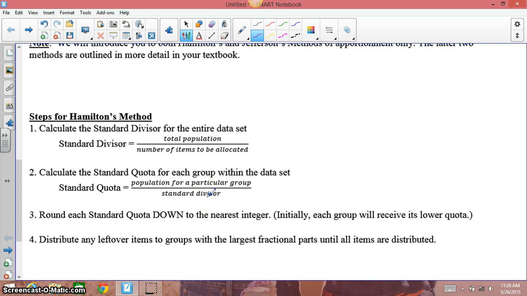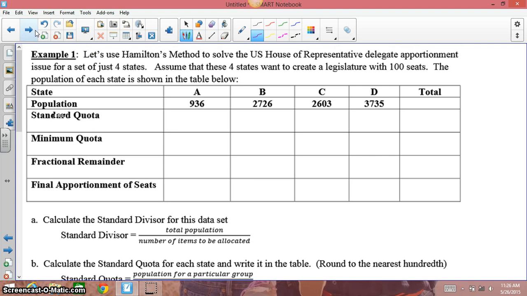So again, I'm going to give you a concrete example here on the next page. I'll put all of this down. You'll round your standard quotas down to the nearest integer. Initially, then, each group is going to receive its lowest quota. And then you're going to distribute leftovers to the largest fractional parts, okay, until everything has been distributed. So let's flip on over so you can see what I'm talking about.